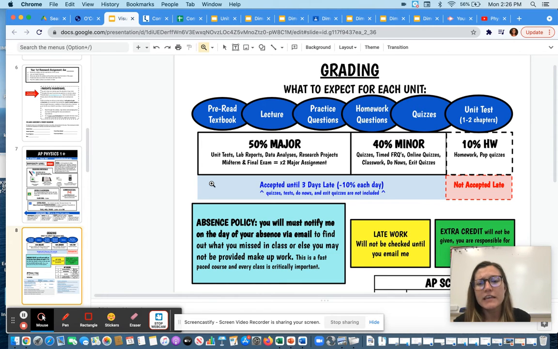The late policy is 3 class days, so 3 times in which I would see them in person in class, which could be a full 5 days of school time, but it's 3 of the class periods that I see your student, your son or daughter. And it's 10 points off per class day that assignment is not submitted.